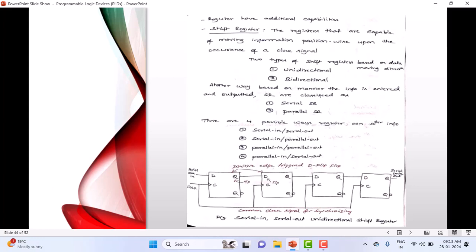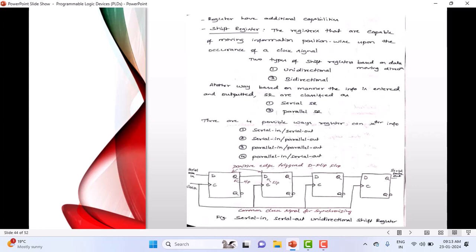And coming to the classification, a shift register can be classified, look here, on what basis it has been classified. The basis here is the data moving direction, which direction the data moves. Upon that we can classify it into unidirectional and bidirectional. Unidirectional moves only to one side. You can move data either to the right side or to the left side, only one particular direction. Such registers are called unidirectional shift registers.